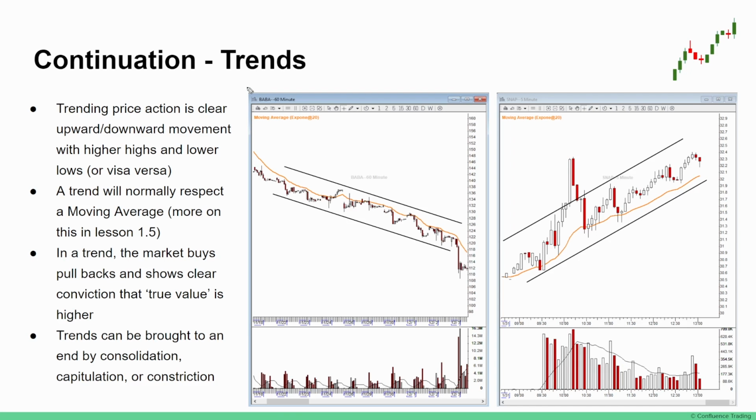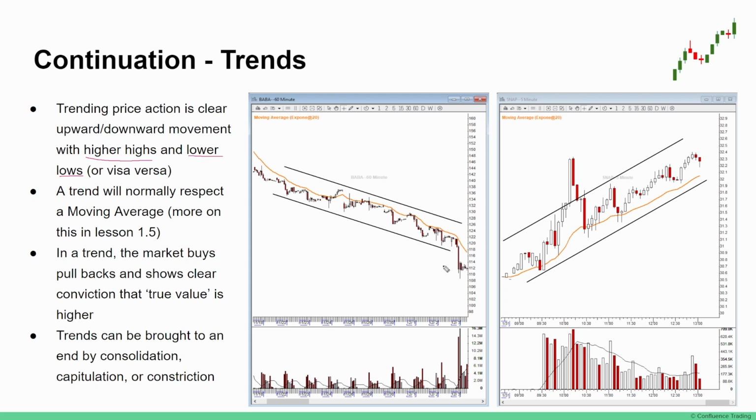The first C in our 4 C's of price action is continuation. This is also often referred to as trending price action. Trending price action is clear upward or downward movement with higher highs and higher lows. If you're in a downtrend, you'll have lower lows and lower highs. A trend will normally respect a moving average, which is the orange line that you can see on the chart here in both of these examples. And we'll spend more time talking about moving averages in lesson 1.5.